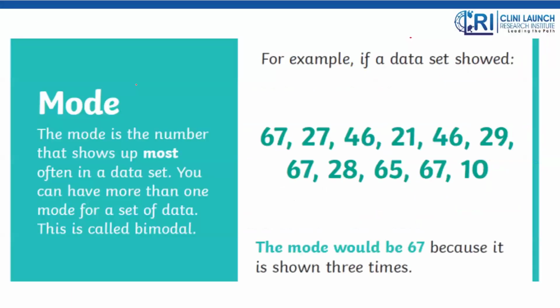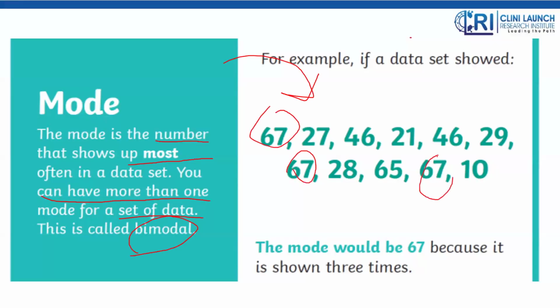So that is about the median. Next is mode, the easiest. Mode is nothing but the number that shows up most often in a data set. You can have more than one mode for a set of data. This is called bimodal. So it is the most repeating number. In this particular data set, as an example, you can see 67 is repeated three times. So the number that shows up most often is called the mode. This time the mode is 67 because it shows up three times.